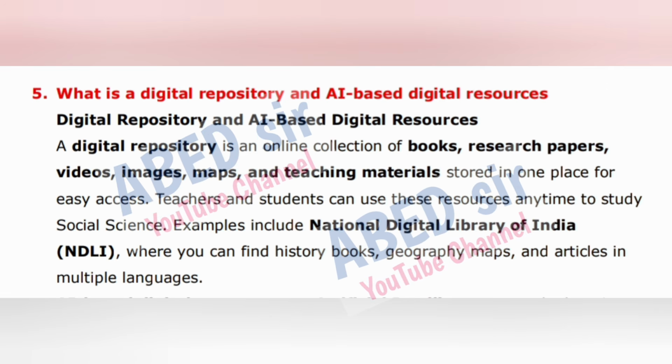What is a digital repository and AI-based digital resources? A digital repository is an online collection of books, research papers, videos, images, maps, and teaching materials stored in one place for easy access. Teachers and students can use these resources anytime to study social science. Examples include National Digital Library of India, NDLI, where you can find history books, geography maps, and articles in multiple languages.